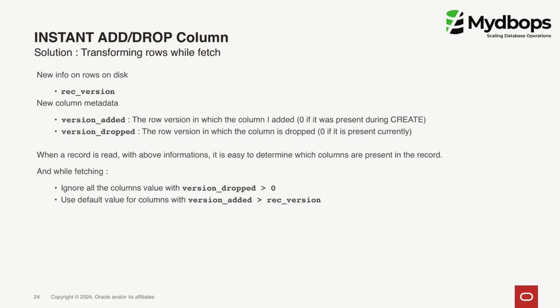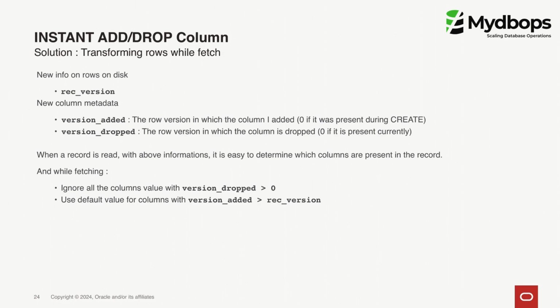With these two pieces of information, it is easy to understand how the row has to be interpreted. If any column has version dropped greater than 0, that means this column does not exist in this table anymore. So when we read this row from the disk, we ignore this column.